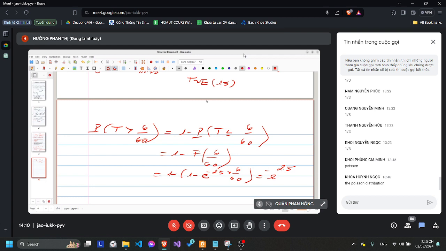So in question 1, I used both approaches. The first one uses the Poisson distribution, and the second one uses the exponential distribution. And you can see that we still get the same answer.